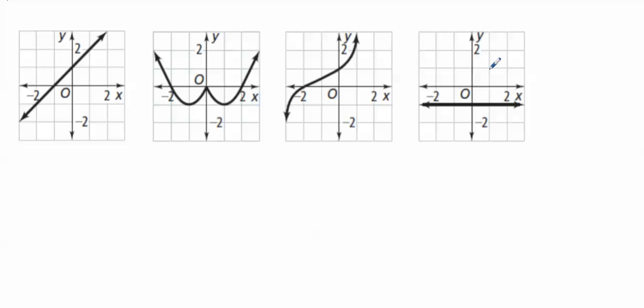Okay, for this one, we're looking at patterns and nonlinear functions. So, looking at the quick vocabulary, this one would be a linear function. This one obviously would not be a linear function, so that's considered a nonlinear function. This one would be considered a linear function, and this one would be considered a nonlinear function.